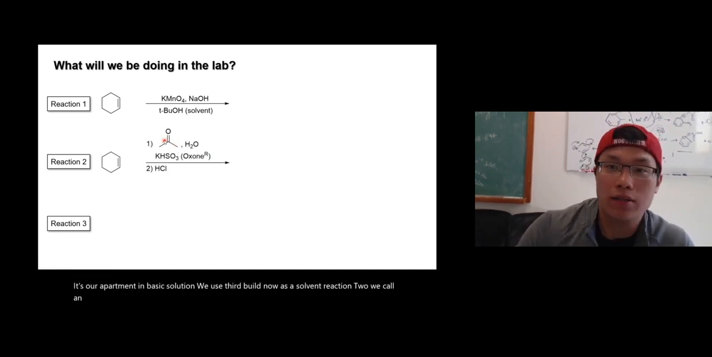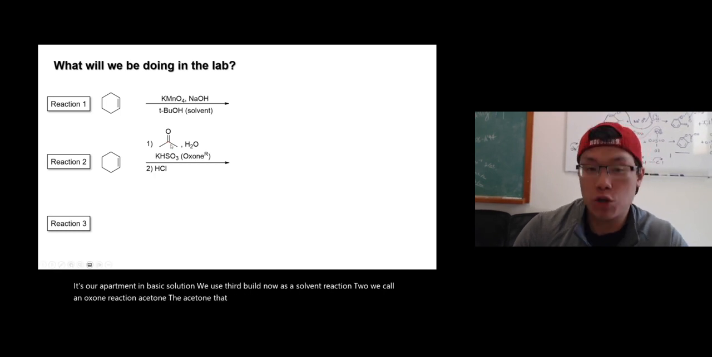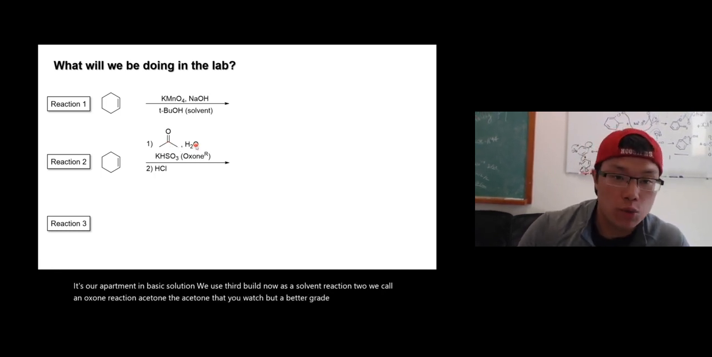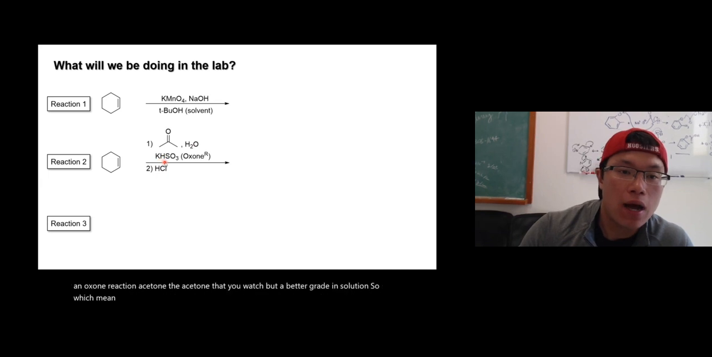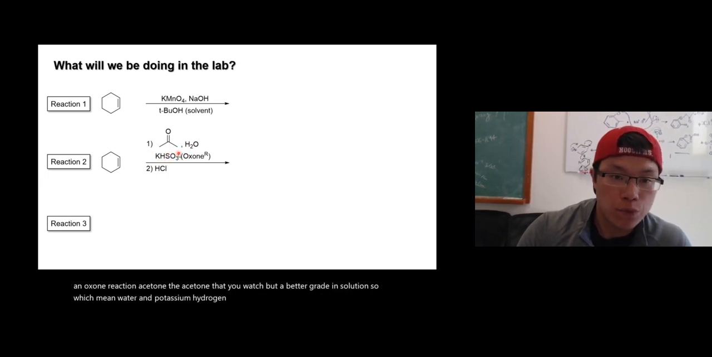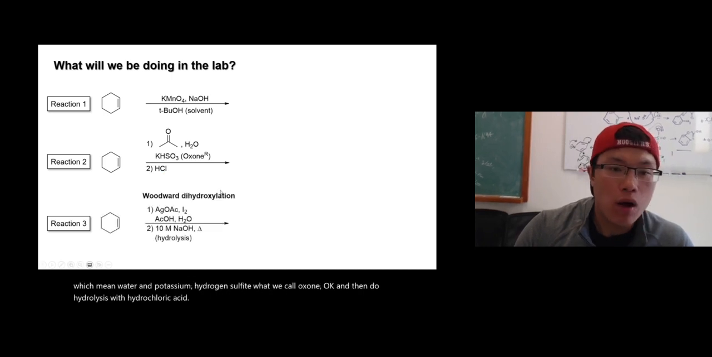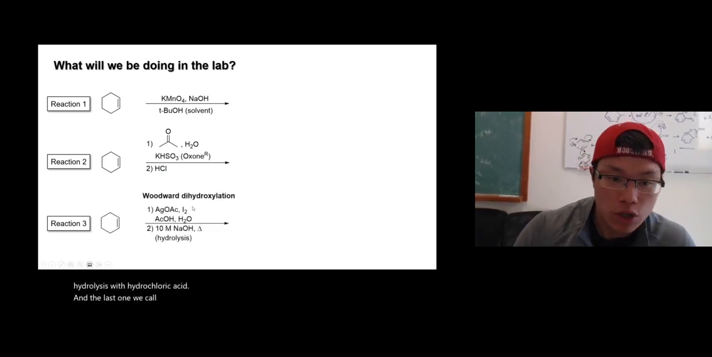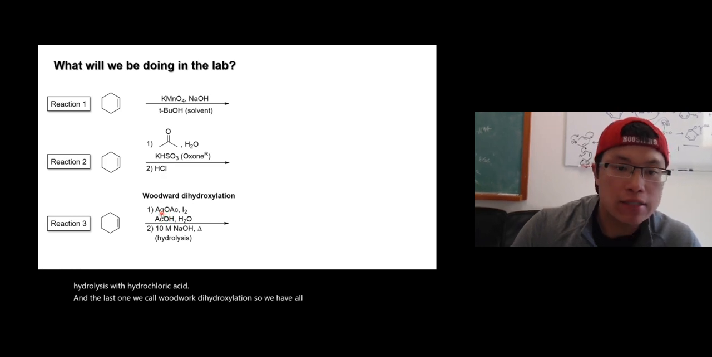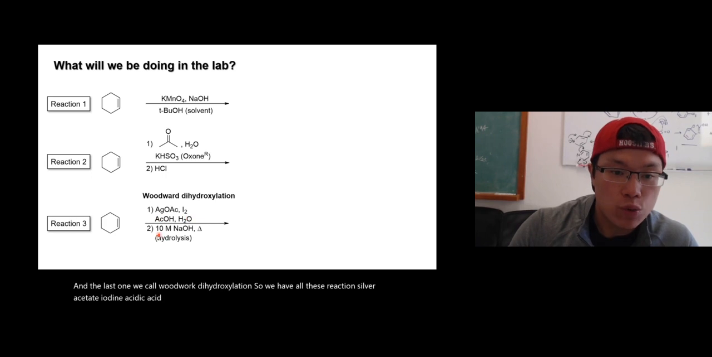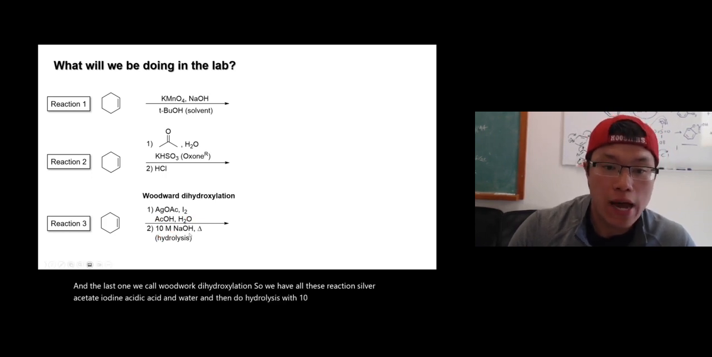You add acetone, like the acetone that you wash with, but it's a better grade, in solution, which means in water, and potassium hydrogen sulfate, or what we call Oxone. Okay. And then do hydrolysis with hydrochloric acid. And the last one we call Woodward dihydroxylation. So we have all these reagents: silver acetate, iodine, acetic acid, and water, and then do hydrolysis with 10 molar sodium hydroxide and heat it up.